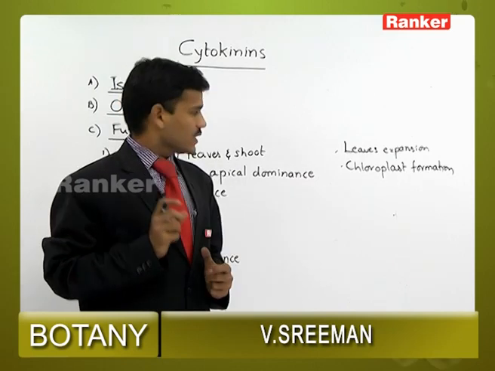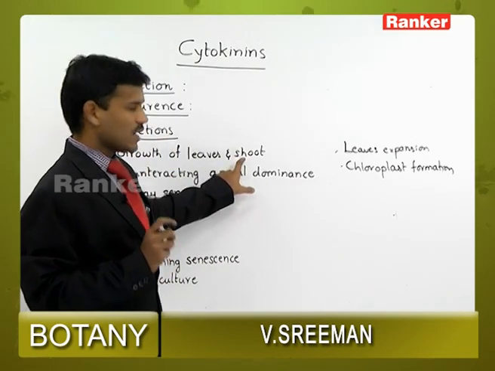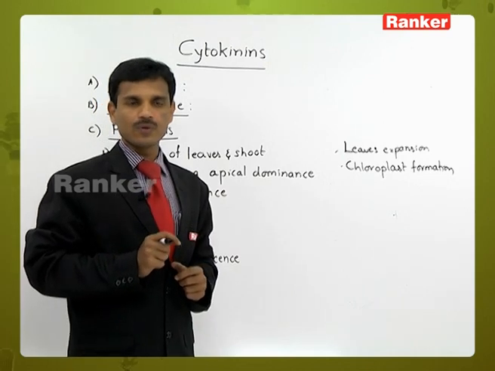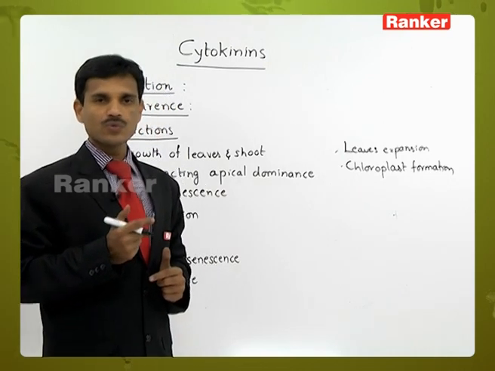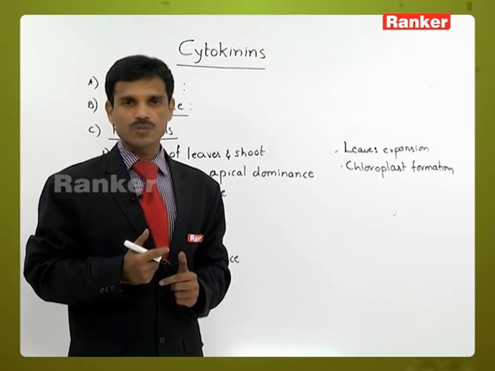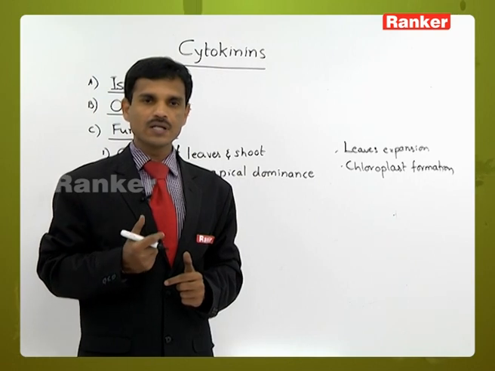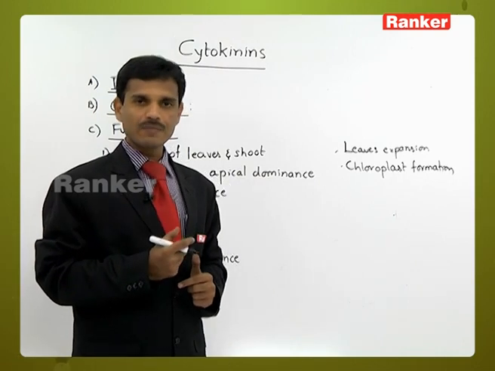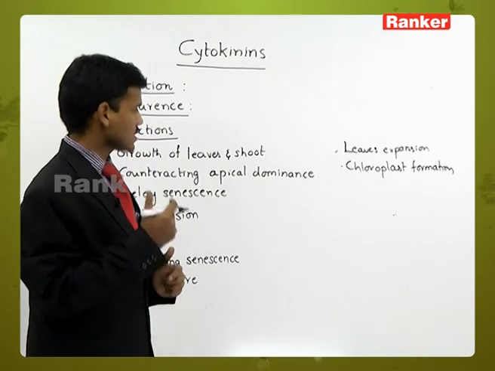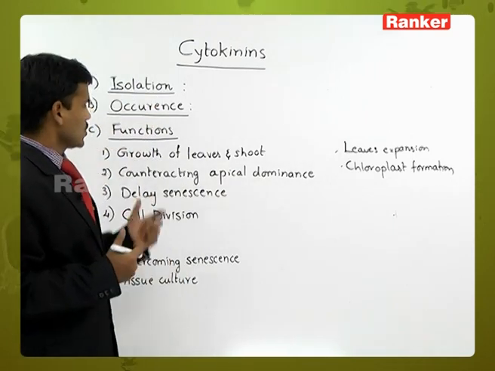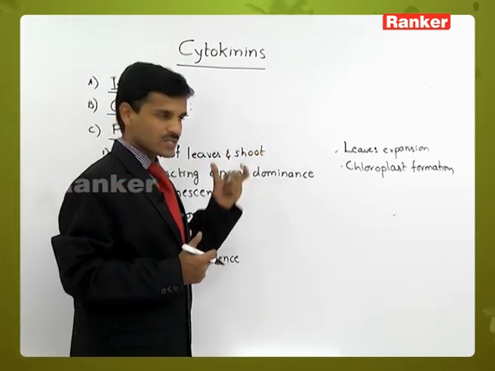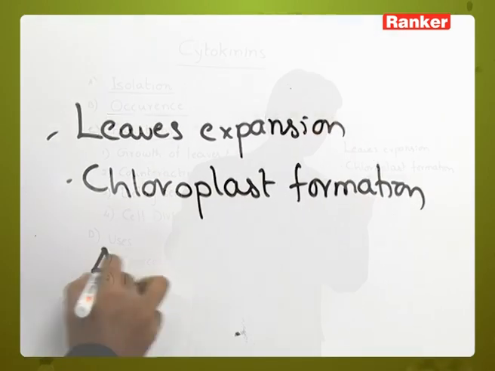Adventitious means that generally the shoot develops from the plumule, but if the shoot is produced from somewhere other than the plumule, that is an adventitious shoot. Sometimes in tissue culture, the shoot or stem develops from some tissue, not from the plumule. That is why it is an adventitious shoot. So, leaf expansion and chloroplast formation, next adventitious shoot formation.